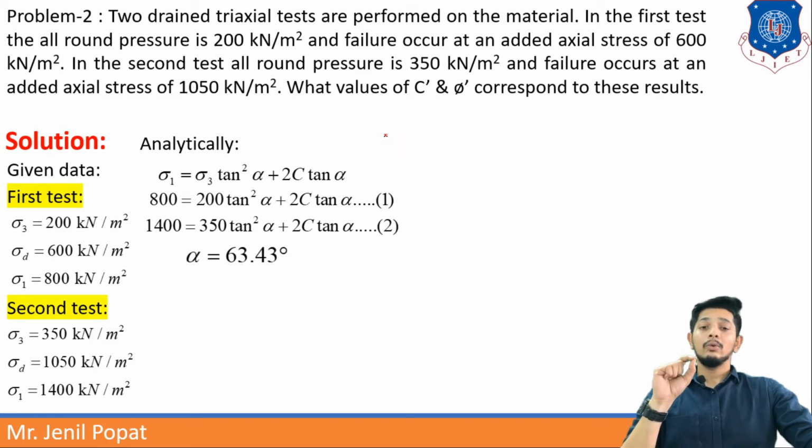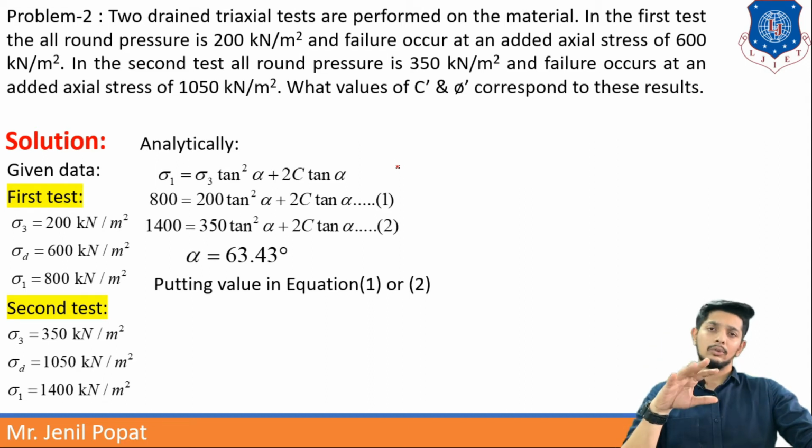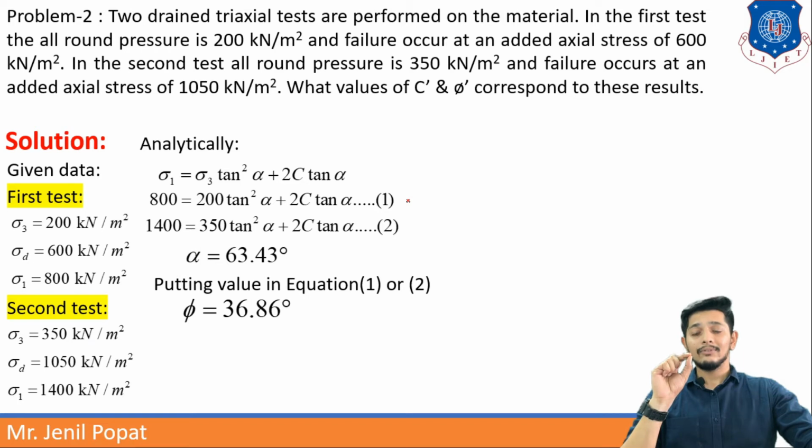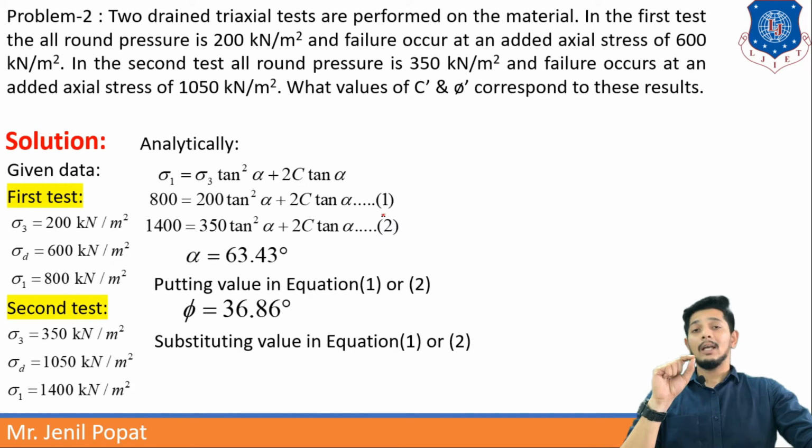Here alpha value will become 63.43 degrees after solving both the equations. So you have to solve these both equations to get alpha. After getting alpha, I am putting value of alpha in equation 1 or equation 2, whatever you like. You will get the value of phi. Phi value will be 36.86 degrees. Now putting phi value in the equation, you will get C dash as 0. Here alpha will be 45 plus phi by 2. So you can find the equation from that.